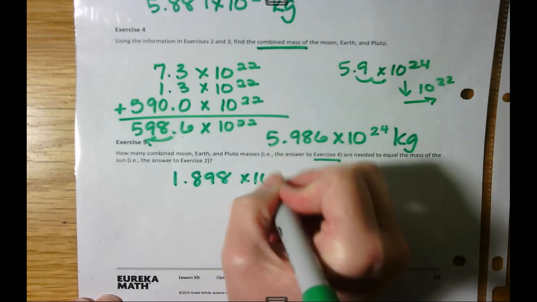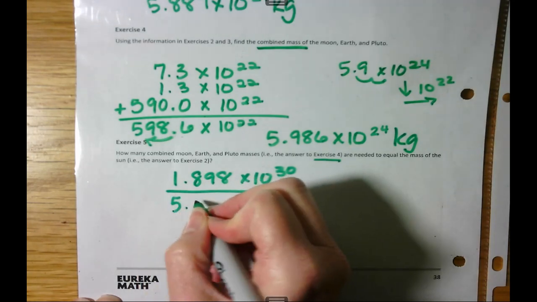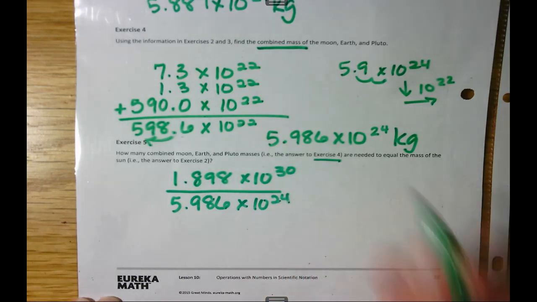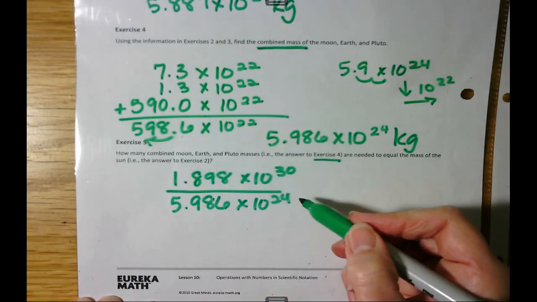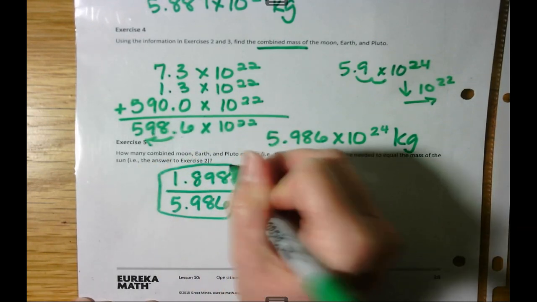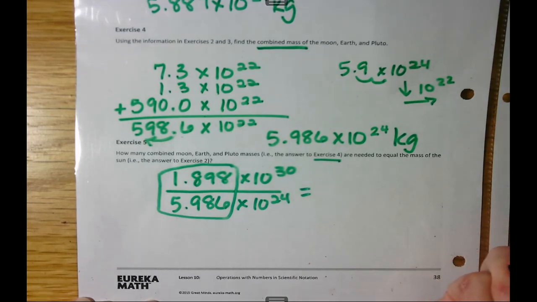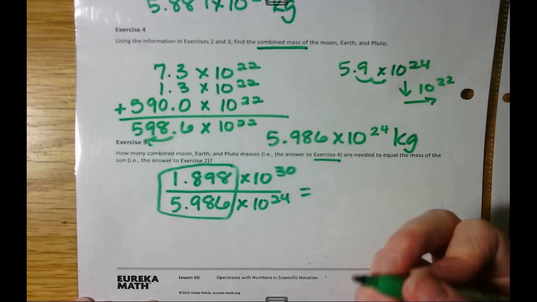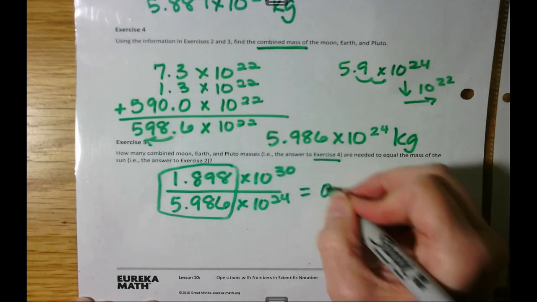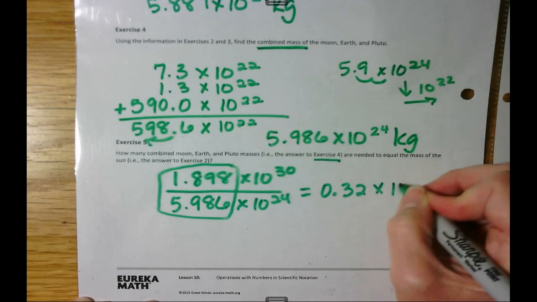1.898 times 10 to the 30th divided by this answer, 5.986 times 10 to the 24th. Again, when I multiply and divide, my bases do not have to match. I'm going to divide the decimal part first, put that into my calculator, and I'm going to round to 2 decimal places. So my calculator has 0.317, and then the decimal continues. I'm going to round that to 0.32 times 10.